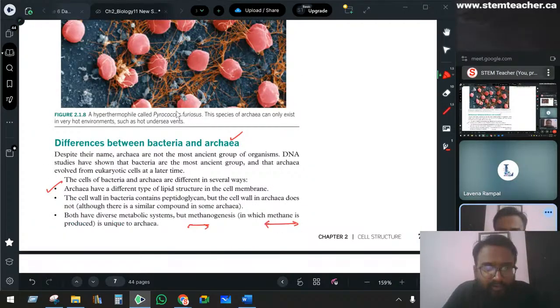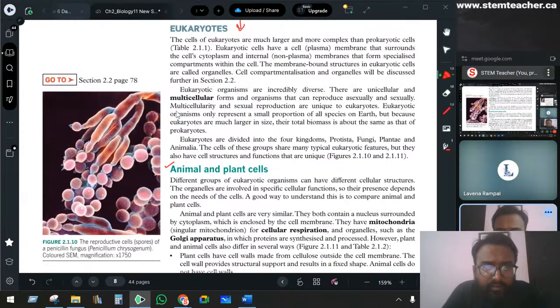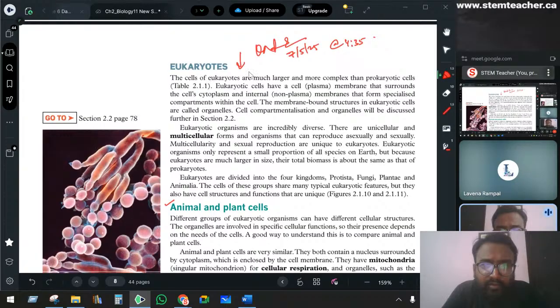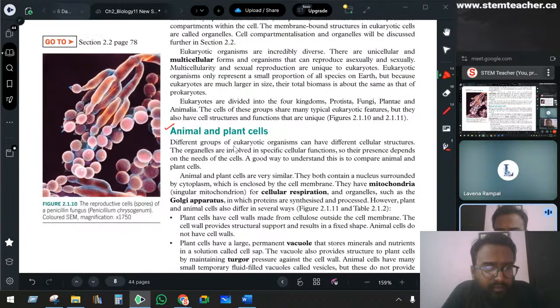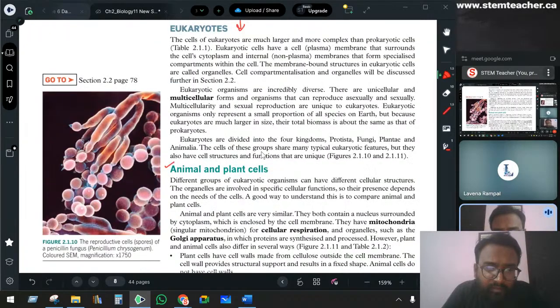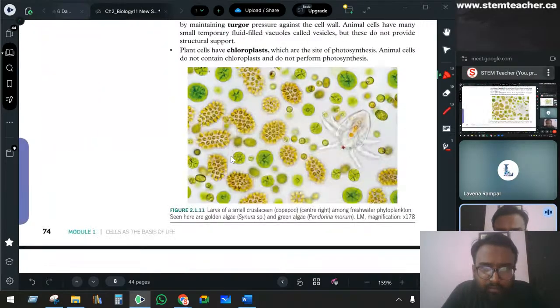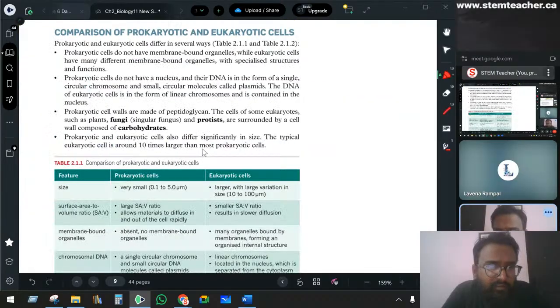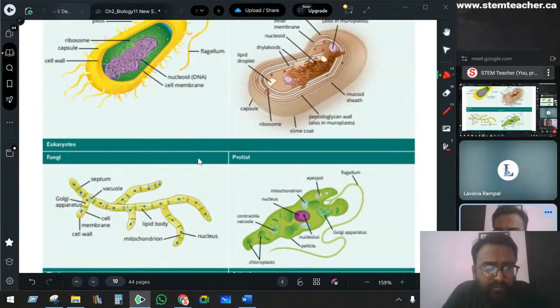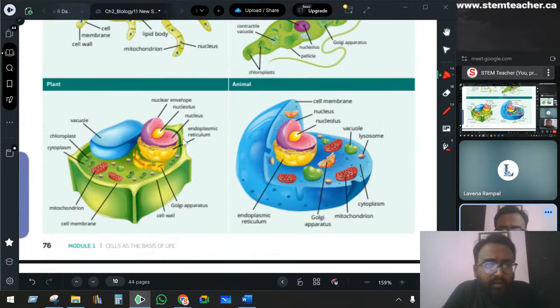If you see these, eukaryotes are unicellular also here. You can see animal and plant cells. They are the main two types of the eukaryotes. Okay, so it is a basic understanding. It is a general topic. I already covered this.